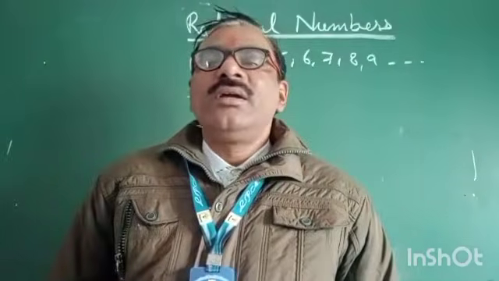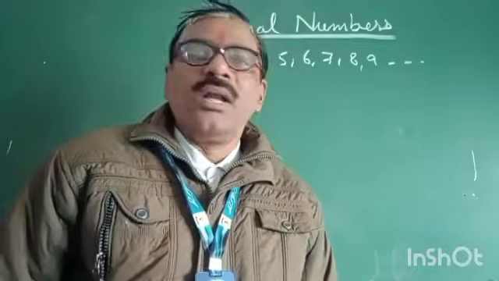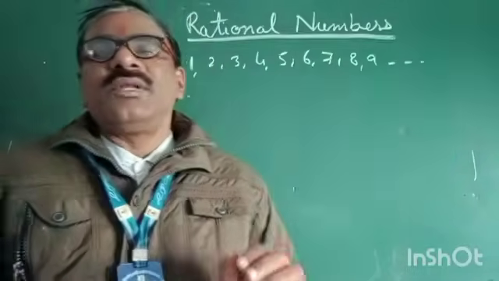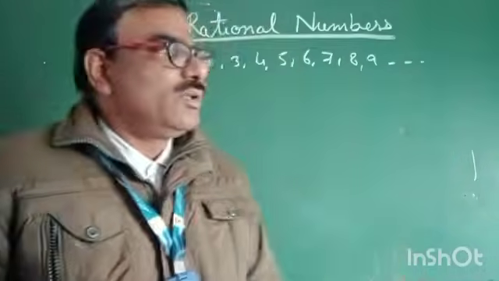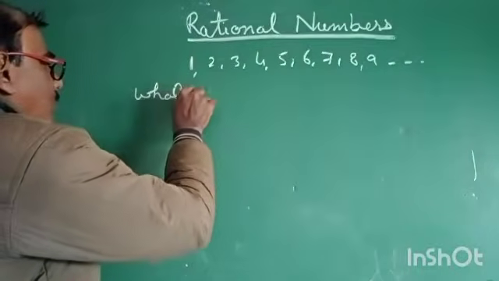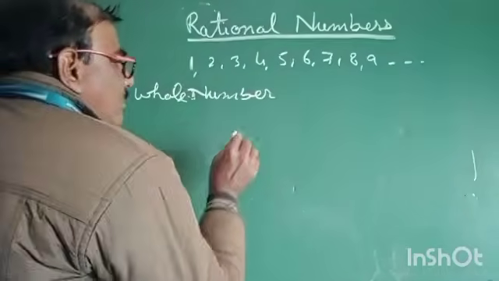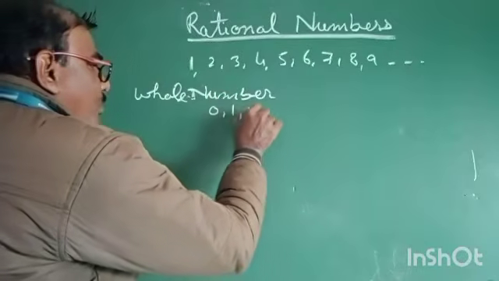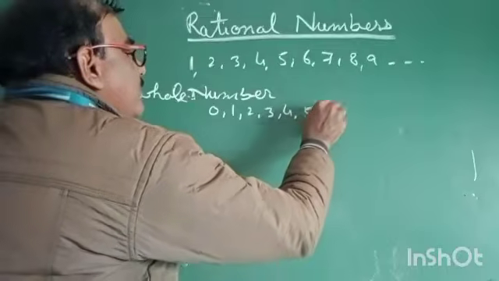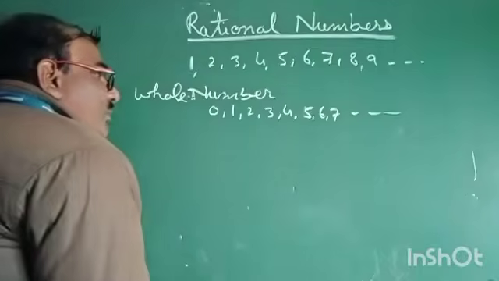whole numbers are useful in rational numbers. So what is a whole number? If you add 0 to these numbers, then we get whole numbers. 0, 1, 2, 3, 4, 5, 6, 7 and so on are called whole numbers.